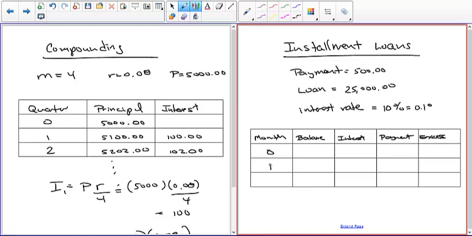I'm going to start at month 0 again. Our balance $25,000. So we have to calculate the interest again. Same basic concept here. $25,000 times the yearly interest rate, 0.1, divided by number of payments per year. So 25,000 times 0.1 divided by 12. I get, oh, point, yeah, 0.1, that's right.